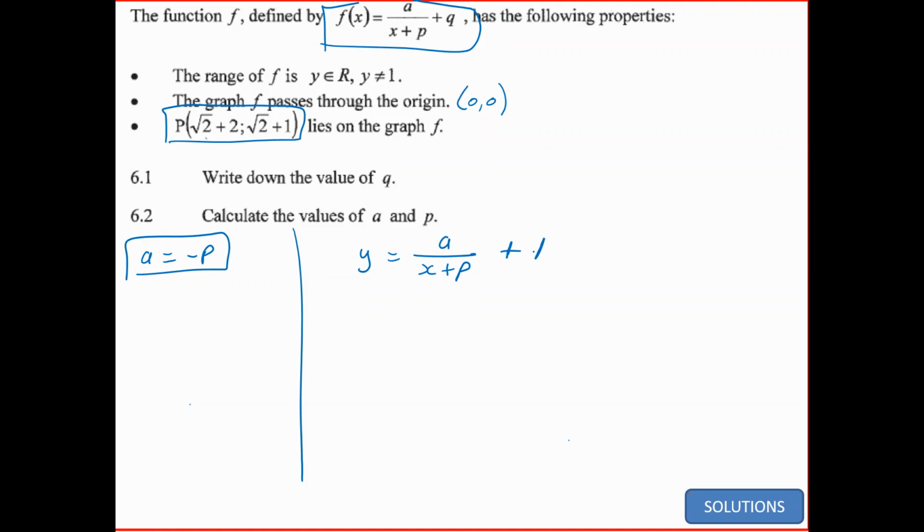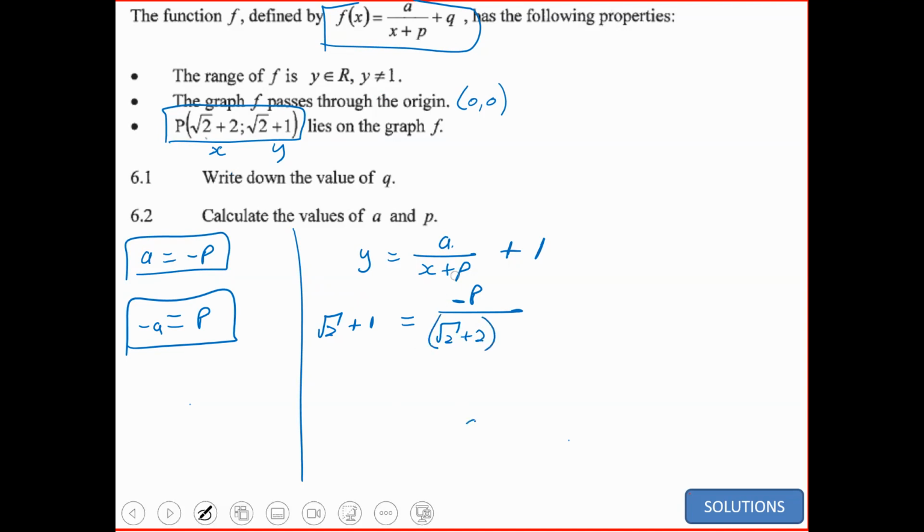Now, one of the ways we can do it is to sub the second point, x, y. So the y value, you're seeing, is root 2 plus 1, which is equal to, now a is equal to minus p. Or we could also say p is equal to minus a. We can use any one we want, okay? On this one, I'm going to replace the a with a minus p so that we don't have two unknowns. And then your x value is root 2 plus 2. That's the x value, plus p, plus 1.